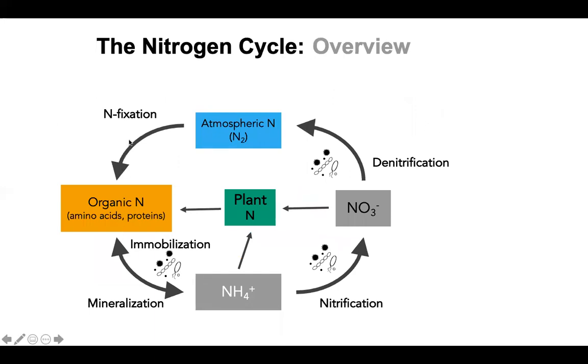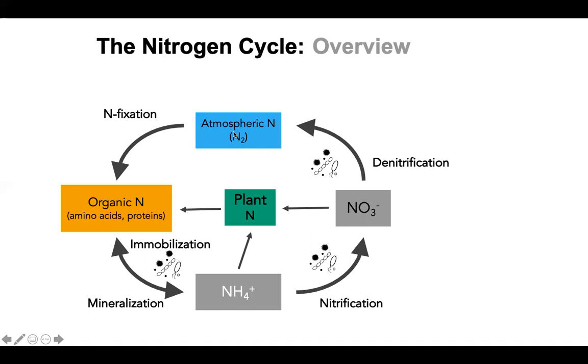The most complicated of soil cycles is probably the nitrogen cycle. So this is a simplified version of it, but it gets most of the major processes. The major source of nitrogen on Earth is atmospheric nitrogen, nitrogen in the form of N2 gas, dinitrogen. And that makes up about 78 to 80% of our atmosphere.